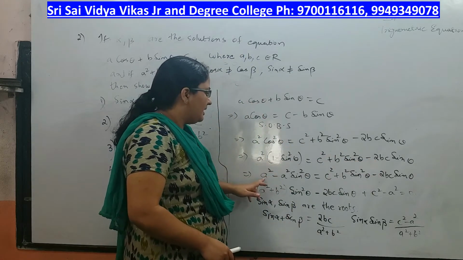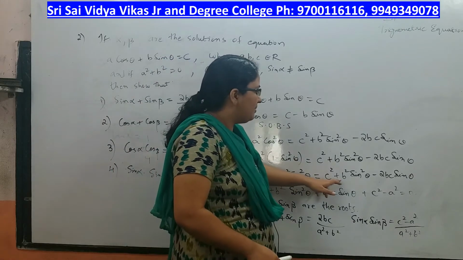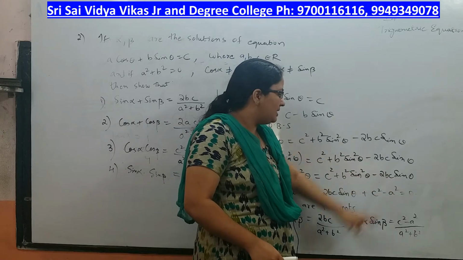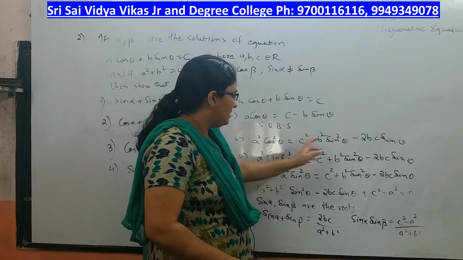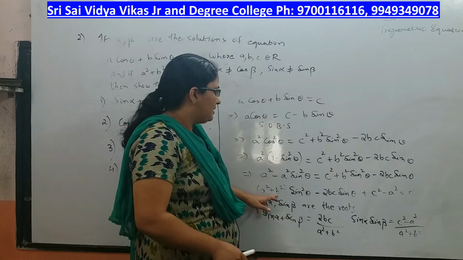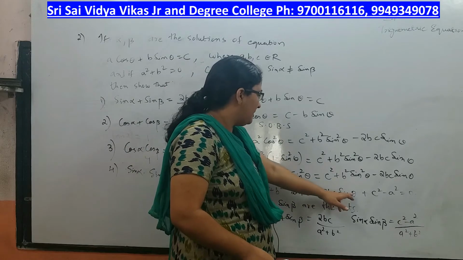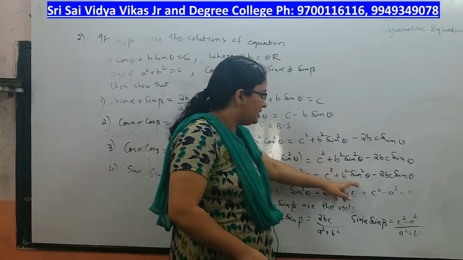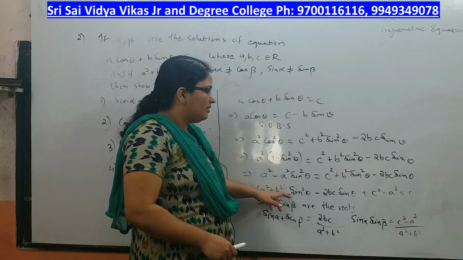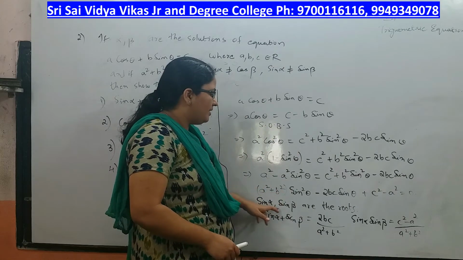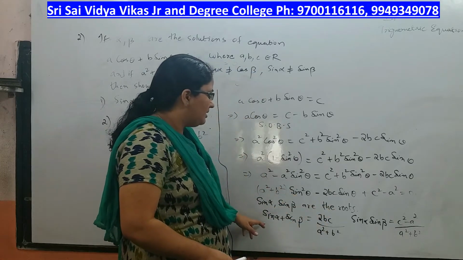Take a square inside: a square minus a square sin square theta is equal to c square plus b square sin square theta minus 2bc sin theta. Take these two terms this side, it will be (a square plus b square) sin square theta minus 2bc sin theta plus c square minus a square is equal to 0. Here, since it is in this form, sin alpha and sin beta are the roots.